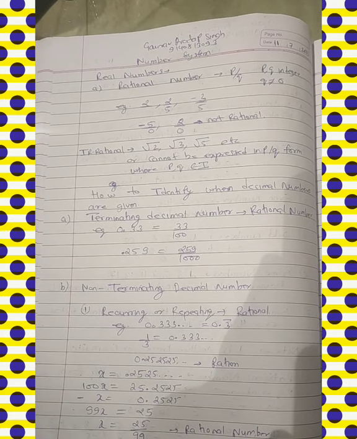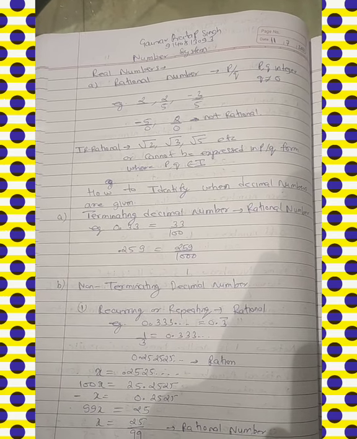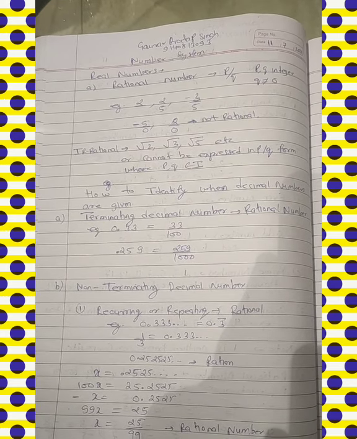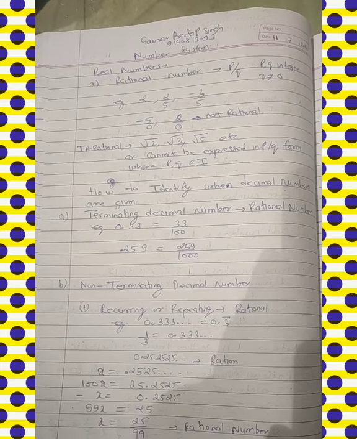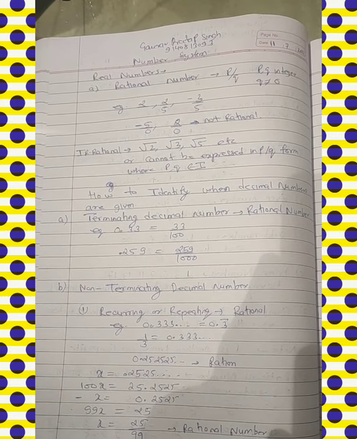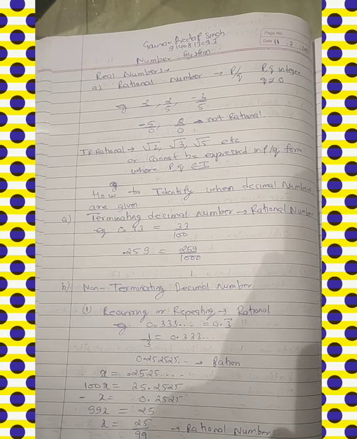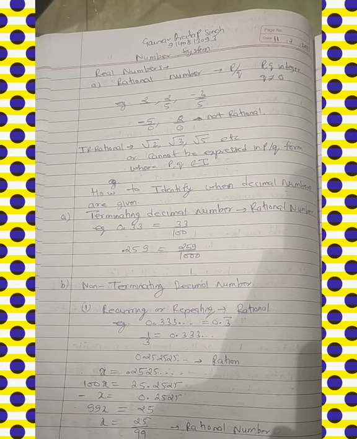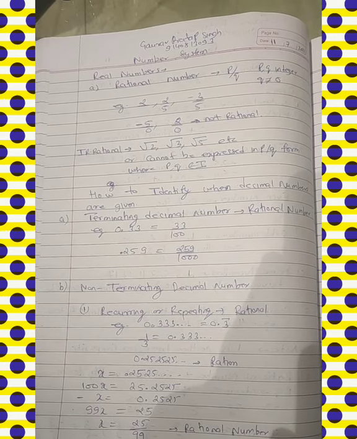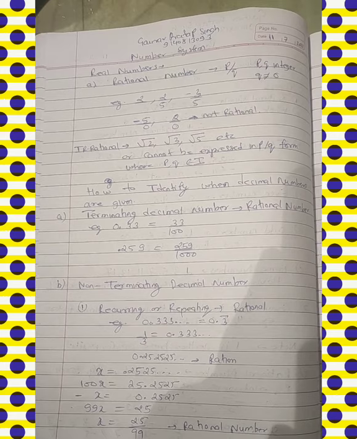Now suppose a number is given in decimal form and you have to identify whether it is a rational or irrational number. In that case we have two types of decimal numbers: terminating decimal numbers and non-terminating decimal numbers. Terminating decimal numbers are the ones where the number is completely divisible. Like if 1.33 is written, it is 133 upon 100. Both are integers, so it is a rational number. Suppose I write 0.259, which is 259 upon 1000. Both 259 and 1000 are integers, so it is a rational number.